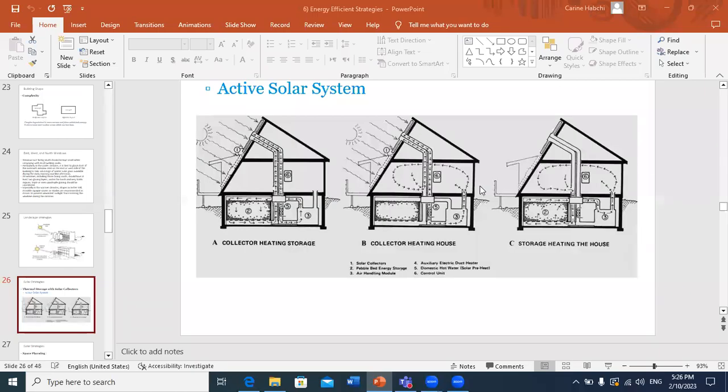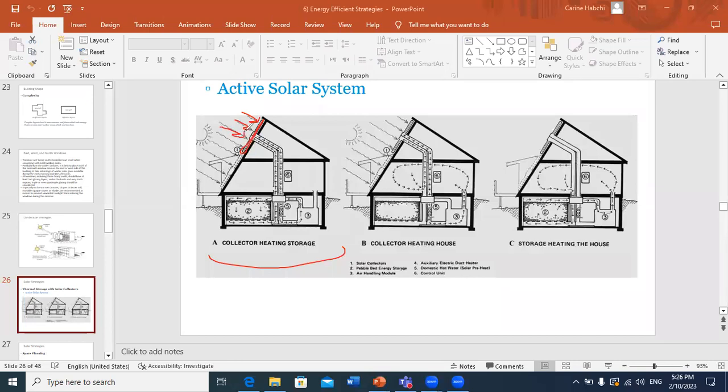So as we discussed, we can also use active solar systems. For example, here we can see an active solar system, and it is divided into several components. At the first stage, we need to collect the solar energy. For example, here we can use solar panels. These solar panels will be used to collect the solar energy.